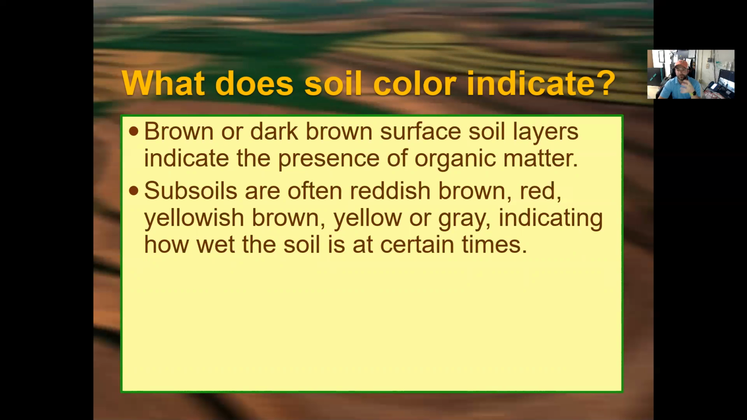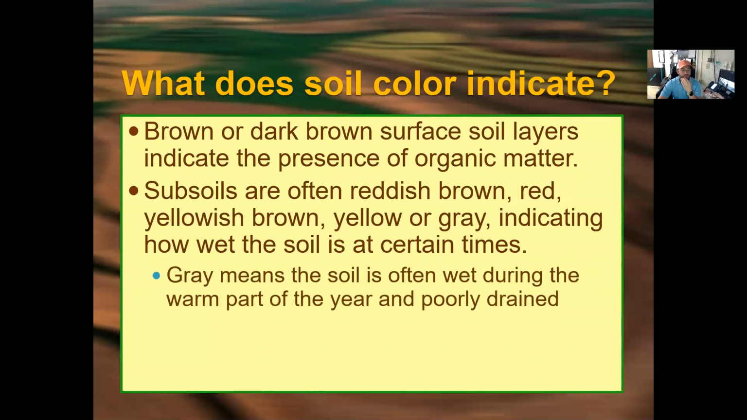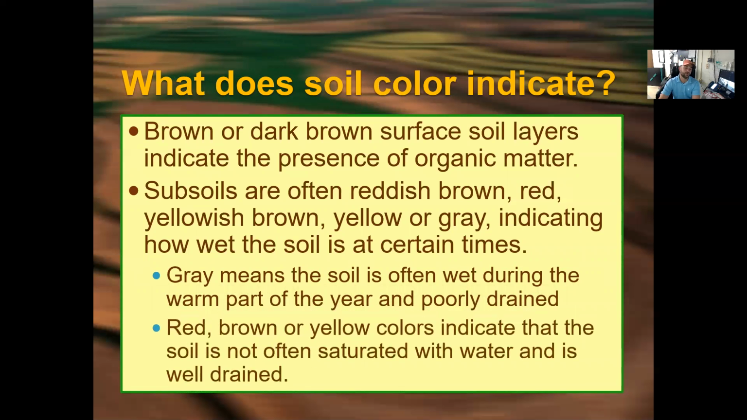So if you dig down deep and you start to get that gray, mushy stuff, that's definitely in your subsoil layer. Gray means the soil is often wet during the warm part of the year and poorly drained, so you have water holding down in there. And red, brown, or yellow colors indicate the soil is not often saturated with water and is well drained.